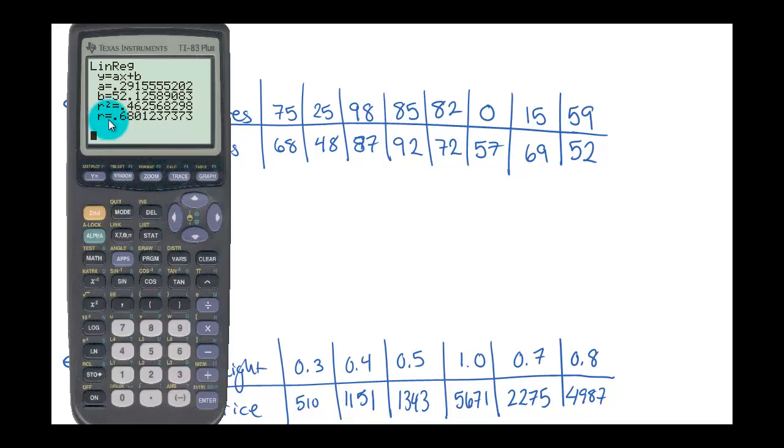But in particular, I'm interested in this value R. So for this particular set of data, our R value is 0.680. And this is a fairly low R value. We'll look at the range of R values in just a second. But this indicates to me that there's low correlation between homework scores and test scores, at least according to these data points that we put in.